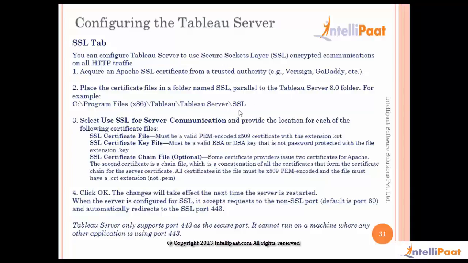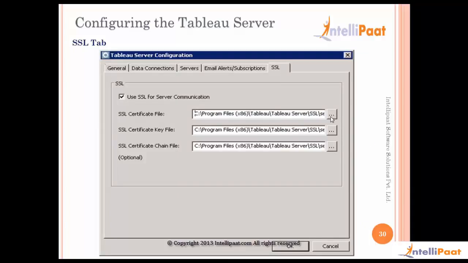Once you have them placed there, you would have three different files: a key file, the certificate file, and then the certificate chain file, which is again optional. So once you have these files, you just go to this tab and navigate to the path where you kept the files. You select this checkbox, navigate to the path where you placed the files, and then just say OK.